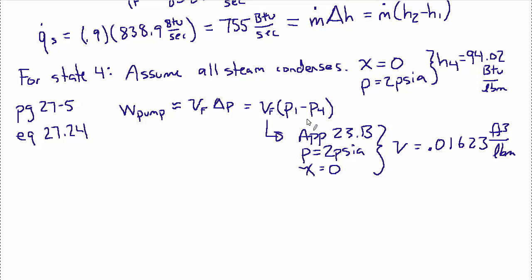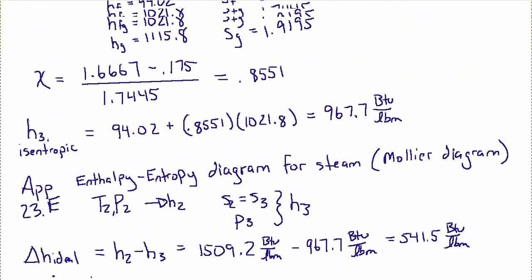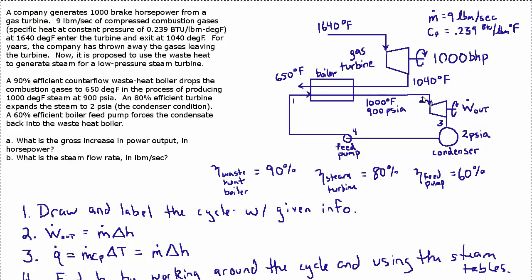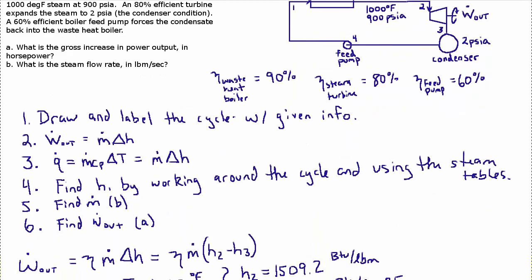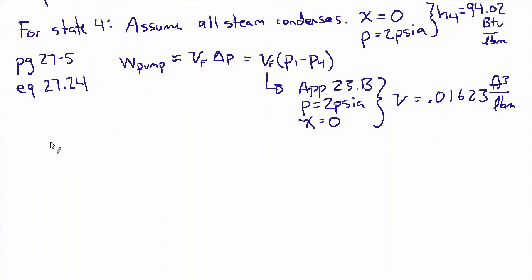And then P1 and P4, we know P4 is 2 psia. We also know P1. Why do we know P1? Because we know the pressure after the heat exchanger, or the boiler, if you will. The boiler doesn't actually change the pressure. It changes the temperature, and incidentally, it changes the state. So the liquid water is changing to a vapor, but the pressure isn't actually changing. The only time the pressure changes is during the expansion process through the turbine and during the pressurization process through the pump. But states 1 and 2 have the same pressure. So we actually know P1, and we can find the work done by the pump. It's 0.01623 cubic feet per pound mass times 900 psia minus 2 psia.